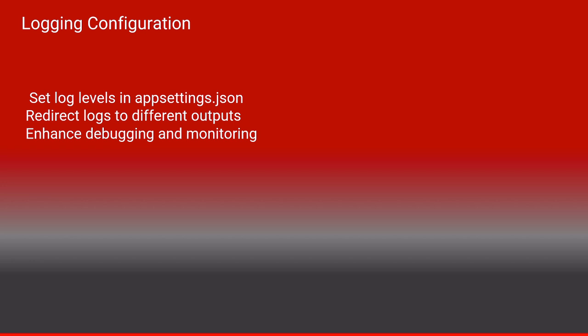Logging is another critical aspect of your application's configuration. You can set various log levels in your appsettings.json, allowing you to control what gets logged in different environments. This helps in debugging and monitoring your application effectively by maintaining relevant log information based on configuration.